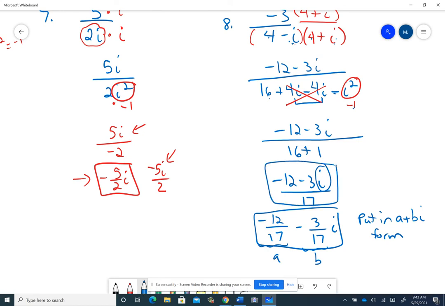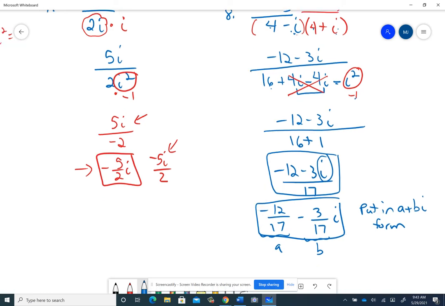Okay? So 7 and 8, where you're dividing complex numbers, you're actually going to need to rationalize the denominator. And these both already had the i's, but you might have a problem where you have to simplify the square roots first.